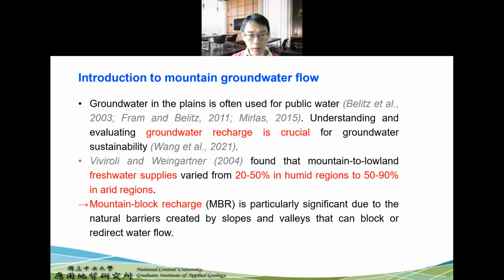Okay, so in previous research, they found that the mountain-to-lowland freshwater supply varies from 20 to 50% in humid regions, and 50 to 90% in arid regions. So the mountain block recharge, the MBR, is particularly significant due to the natural barrier created by slopes and valleys that can block or redirect the water flow.